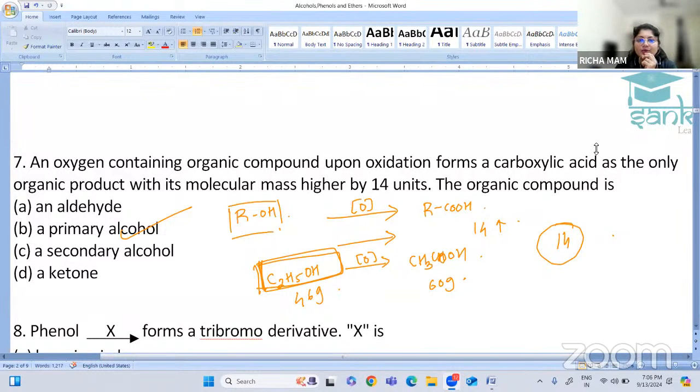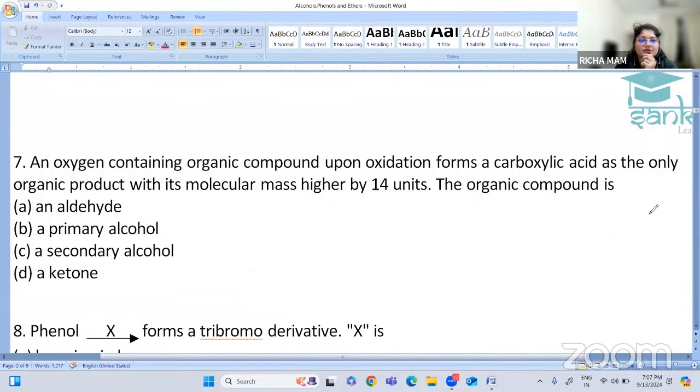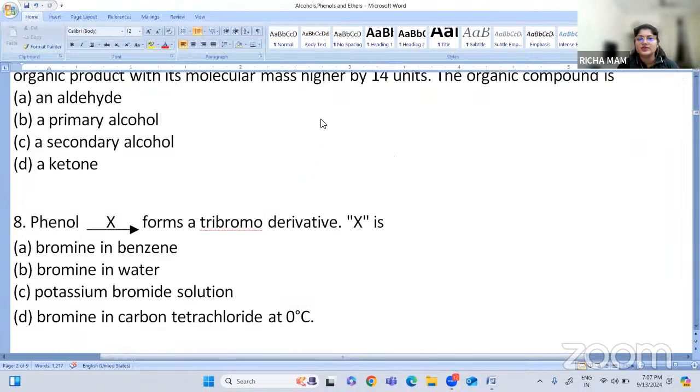Understood up to here? Are the questions clear up to here? Any doubts? If you have any doubts, please ask. 7 questions we have seen, up to 7 questions. Any doubts? Okay, Lubna has no doubts. Others? Fine. Okay, let us continue then.